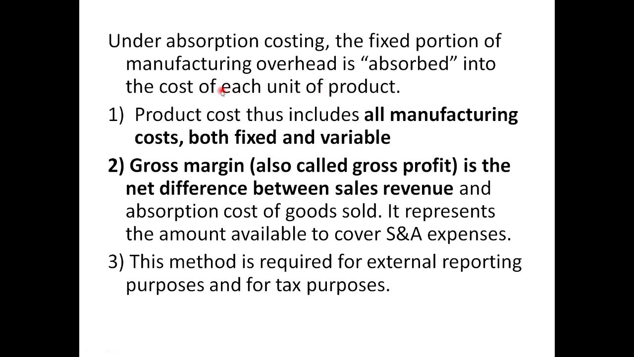Under absorption costing, the fixed portion of manufacturing overhead is absorbed into the cost of each unit of product, so the name absorption costing. Product cost thus includes all manufacturing costs, both fixed and variable. Gross margin, also called gross profit, is the net difference between sales revenue and absorption cost of goods sold. It represents the amount available to cover selling and administrative expenses. This method is required for external reporting purposes and for tax purposes.